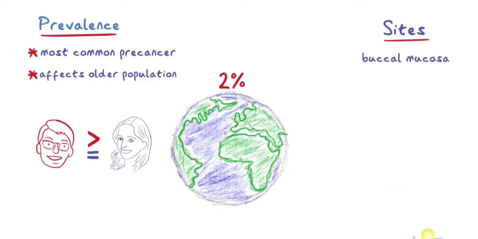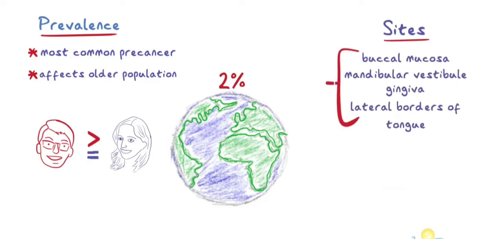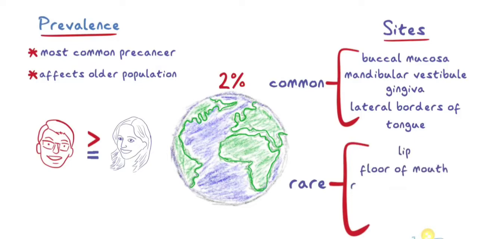Buccal mucosa, mandibular vestibule, gingiva, and the lateral borders of the tongue are the most commonly affected sites. Other locations, though rare, include the lip, the floor of the mouth, the retromolar trigone, palate, and the mandibular and maxillary alveolar ridges.